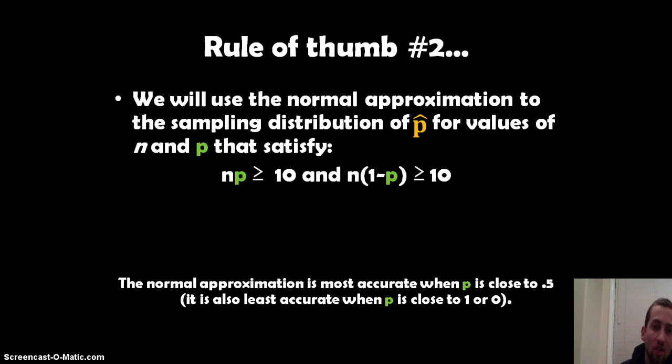That's just a clarification. It's going to be accurate and not as accurate depending on the situation. Most of the time it's fairly accurate for us to use, and so we do check, again, as long as this kind of rule is satisfied. So rule of thumb number 1, population is 10 times larger than sample, and then rule of thumb number 2.